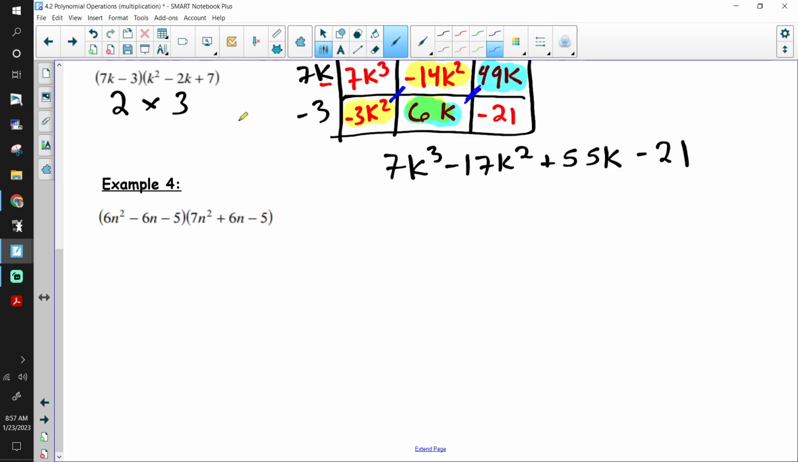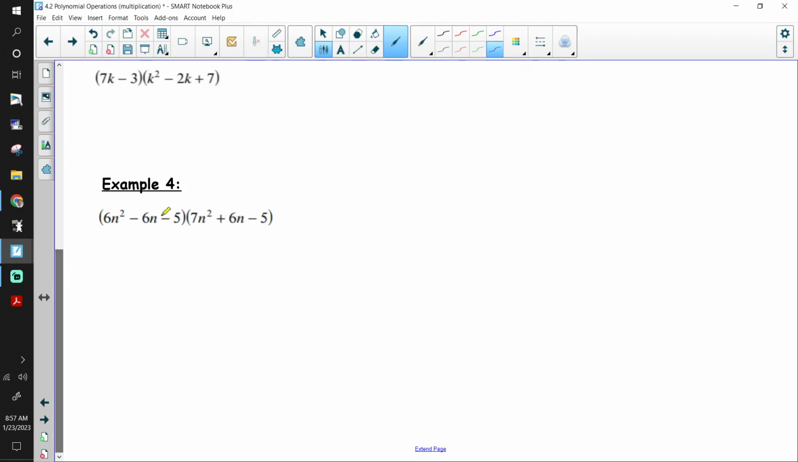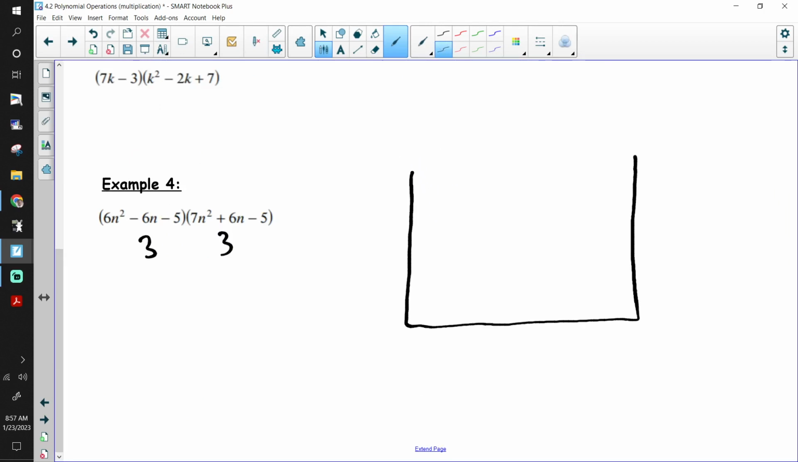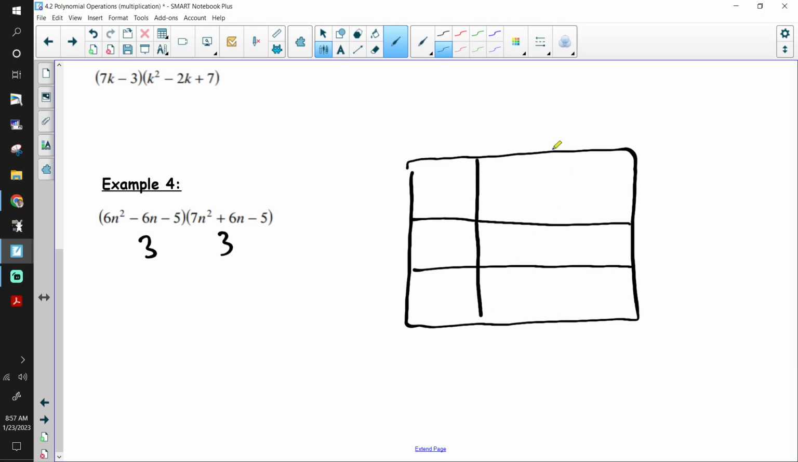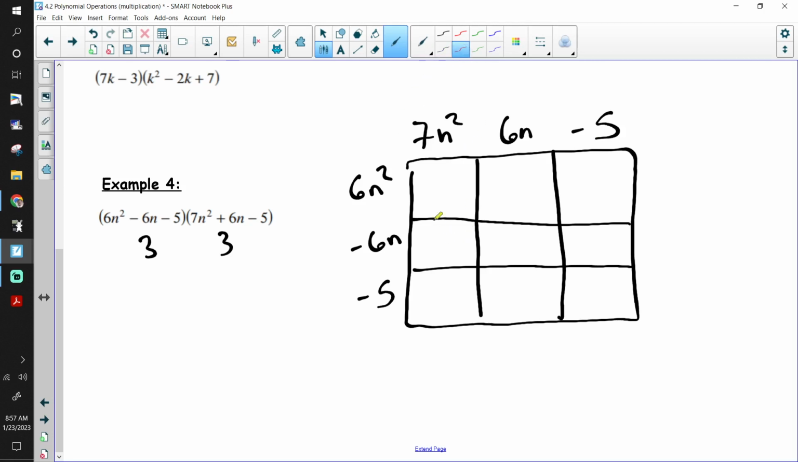Okay, last example, example 4. Okay, example 4 is a big one. It is a 3 by 3. So we are going to need a nice big 3 by 3 box. Do your best. 3 by 3. Okay, so I have my 6n squared minus 6n minus 5, 7n squared, 6n minus 5, and we start multiplying.